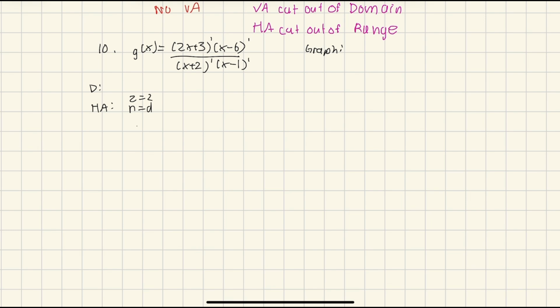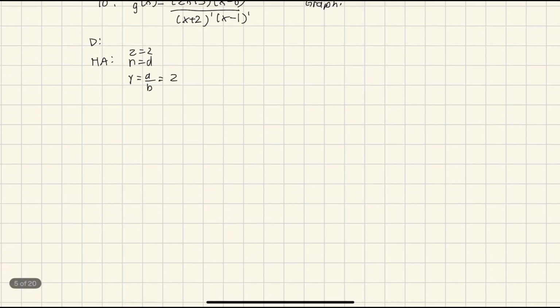And what we're going to do now, when that happens, that means that the horizontal asymptote is equal to the ratio of the leading coefficients. So that's y equals a over b, and the leading coefficient is just going to be 2, and then here it's just 1 because there's nothing. So y is equal to 2.